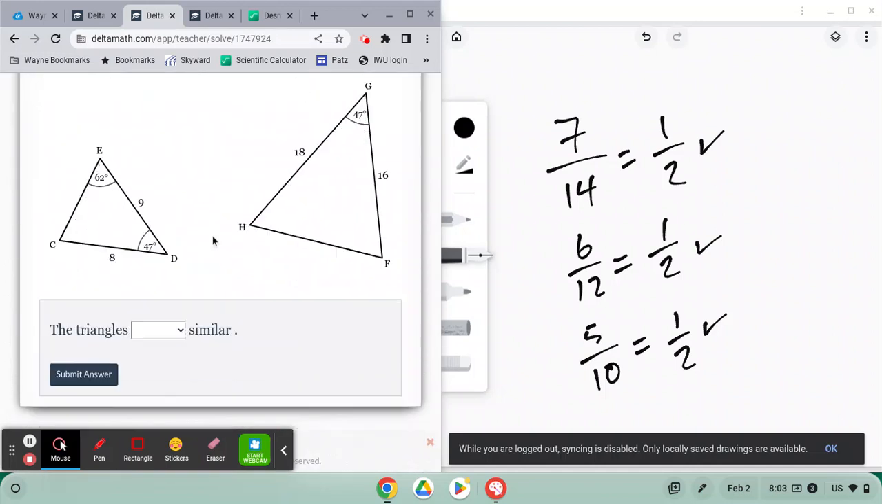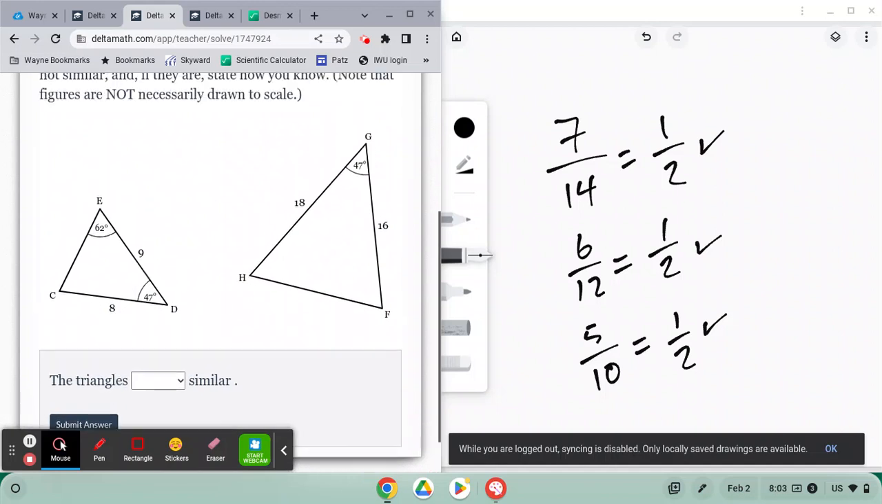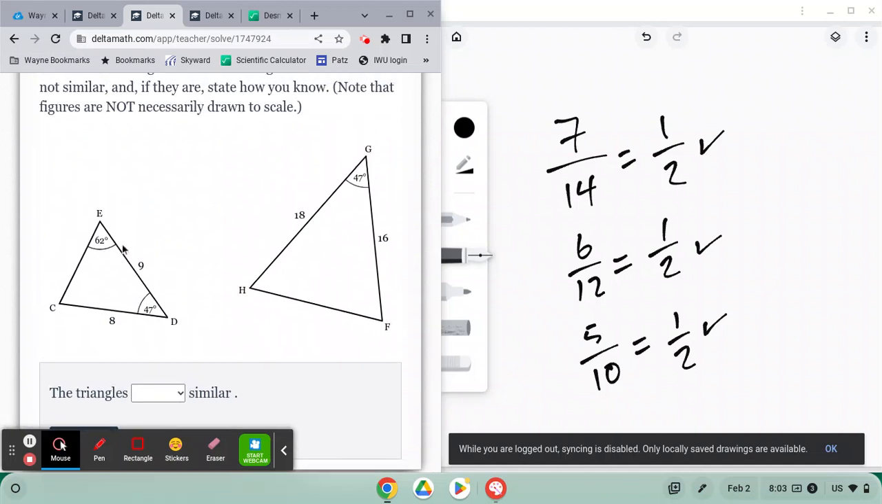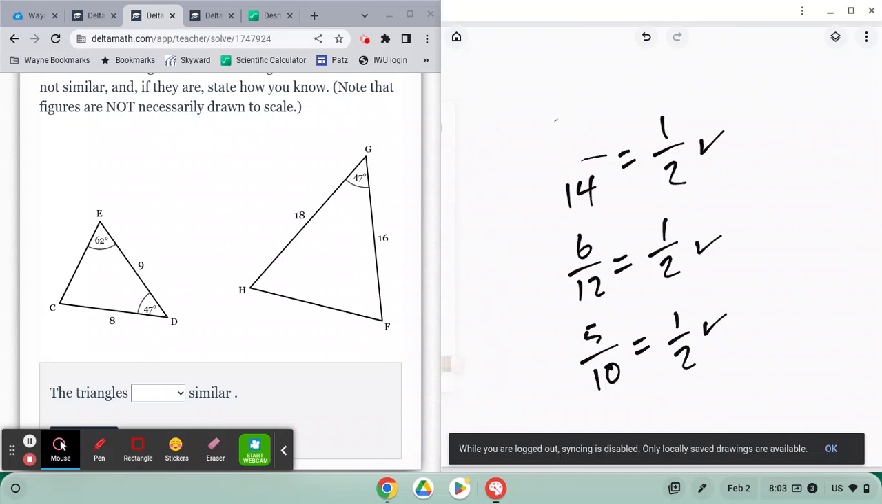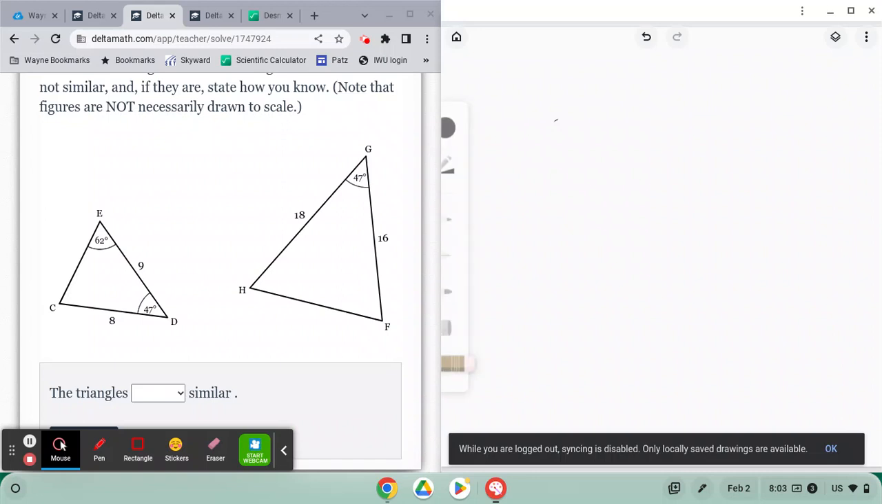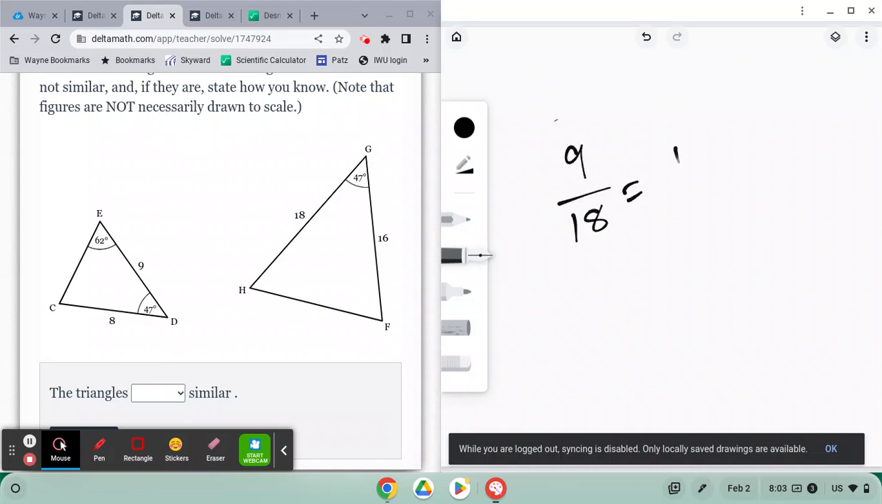Okay, now sometimes, like if you look at this one, you can see there are some angles marked. Now 47 and 47, that's an angle that's marked. So we can use that if we can prove that the 2 sides on either side of that angle are proportionate. We cannot use this other angle over here, 62, because there's nothing here that tells us anything about these 2 angles.